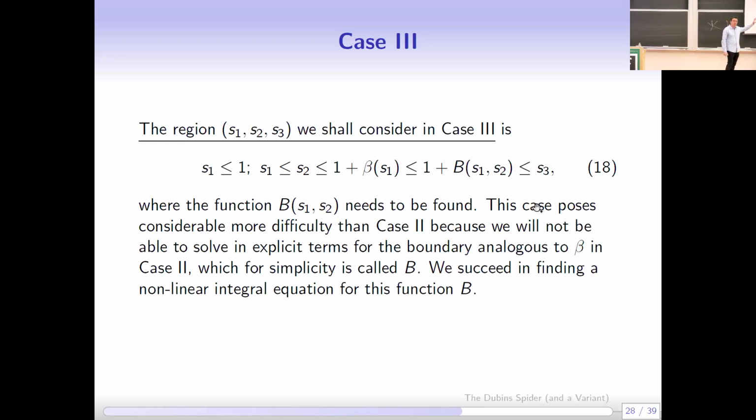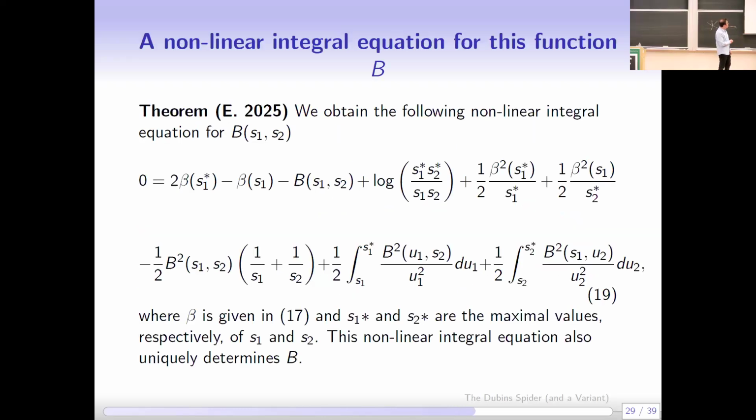So you're trying to determine from case 2, you have S1 less than or equal to 1, and you're looking for possible extensions of how large the S's might be on the other ribs so that it's optimal to stop, or that you have a stopping point. It's considerably more difficult than case 2. You can't solve for the boundary analogous to beta, but you can succeed in finding a nonlinear integral equation for B. That's a nonlinear integral equation, and it also uniquely determines B. We proved that.